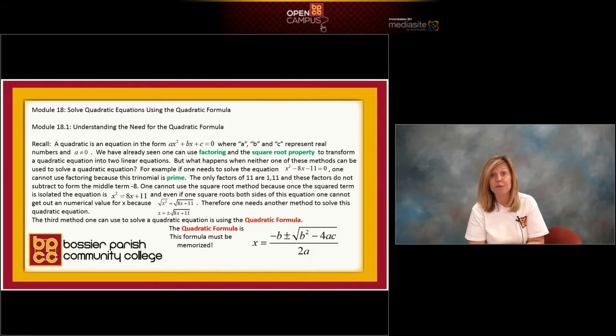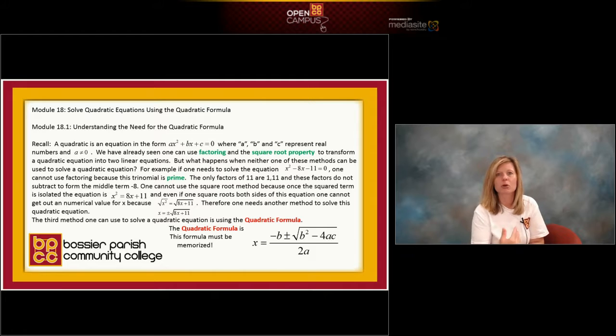Now, it is a formula, which means you have to memorize it. So if you look at your PowerPoint, your quadratic formula is x equals negative b plus or minus square root b squared minus 4ac all over 2a. And I know what you're saying. There's no way, Miss Black, I can memorize that. It's too long. Yes, you can. We're just going to sing it.